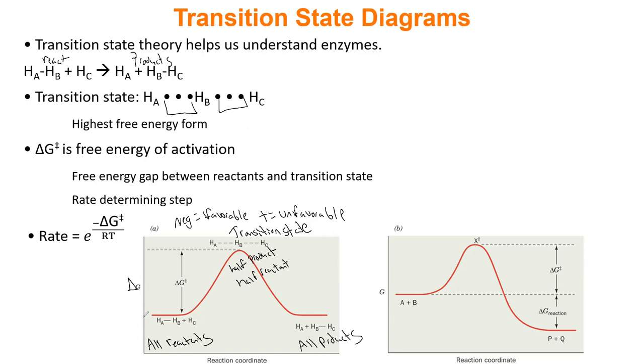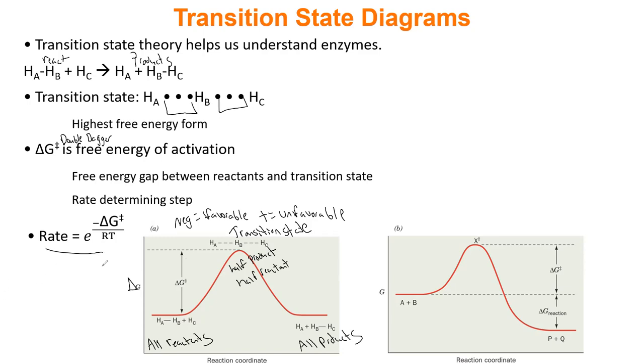The energy between the reactants and our transition state is called delta G double dagger. That's what that symbol is, a double dagger. This is also called the free energy of activation. That is, how much energy do we have to put in for the reaction to go? This is like our energy investment phase. This is also our rate determining step. The bigger delta G double dagger is, the slower our reaction is.